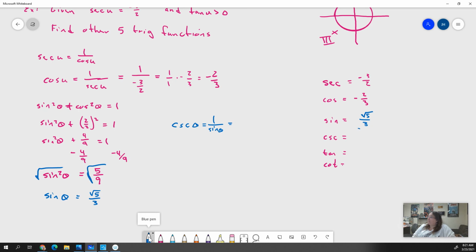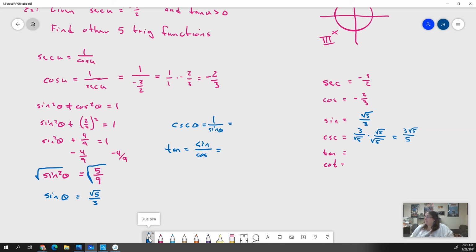Because that 1 over radical 5 over 3 is just going to flip this around. So I would have 3 over radical 5, but I can't leave it like that, right? I have to rationalize that denominator, and I would get 3 rad 5 over 5. Now, tangent, we know, is a quotient identity, right? Tangent is sine over cosine.